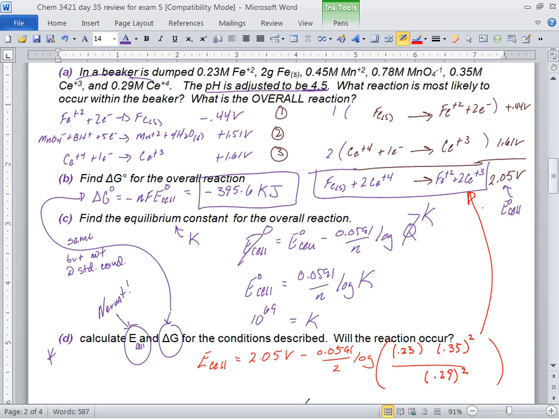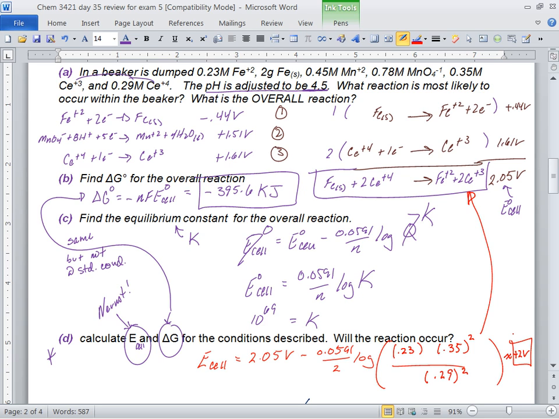And I get an E cell. Did anybody get 2.04? Yeah. Nobody else get 2.04? Around 2 volts? Let's see who. Okay. So it's right around 2 volts is what you should be getting, and that's positive, which is what it sounds like. Yeah, probably. What'd you get? Around 2.04, and she got 2.06. I got 2. Okay, so around 2 volts.